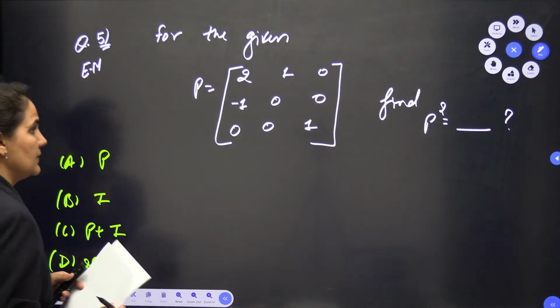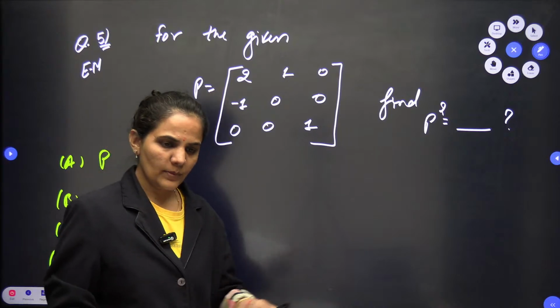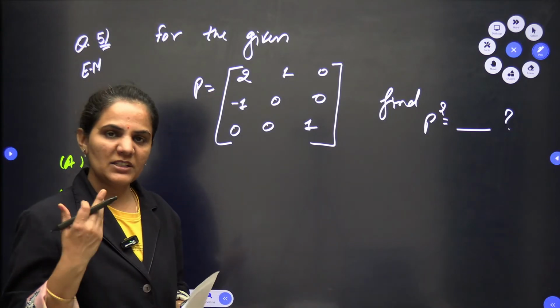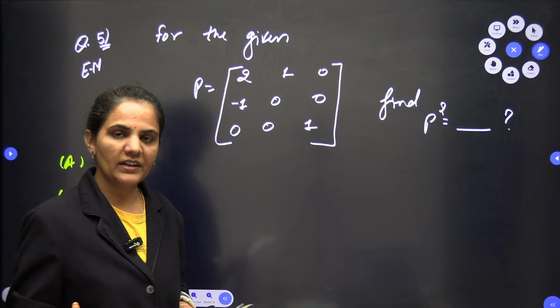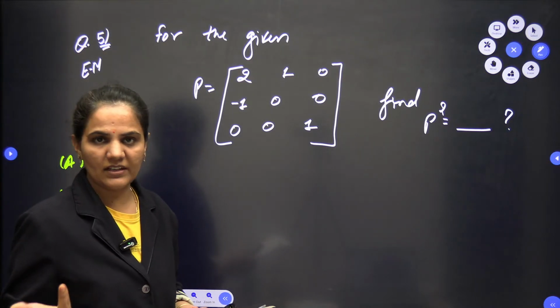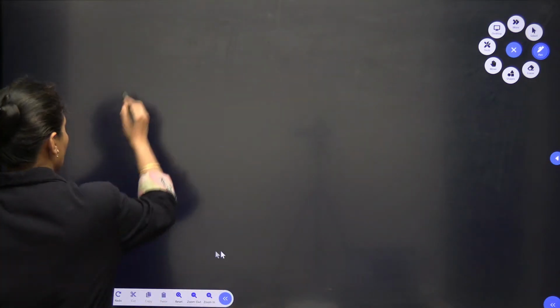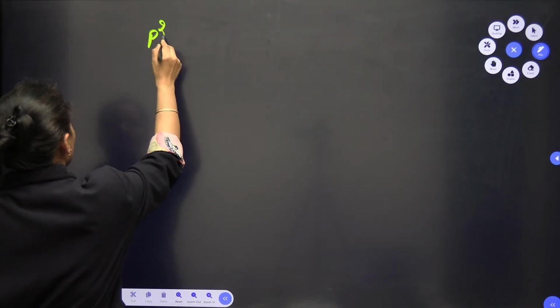2P minus identity. Okay, so basically it's talking about P square. P square means matrix P is available. We need to go for the product of the matrix, the multiplication of the matrix, and we can solve it. So simply we can solve it. Let's go with P square is P.